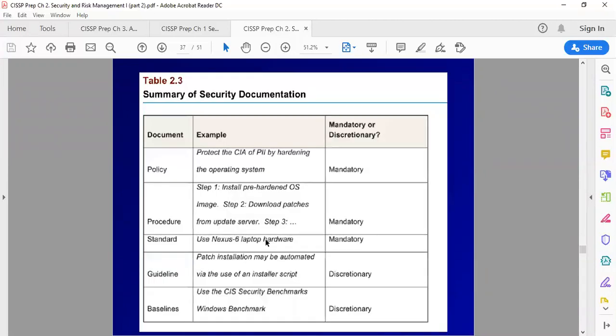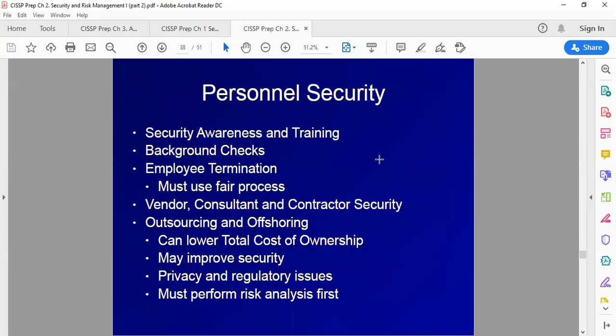Okay, and these are the policies, security documentation: policies, procedures, standards, guidelines, and baselines, right? Which are mandatory and which are not mandatory, and protect the CIA by handling the operations and trust. These are the basic things you need to understand.